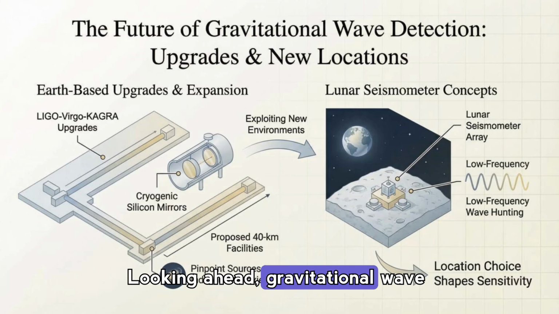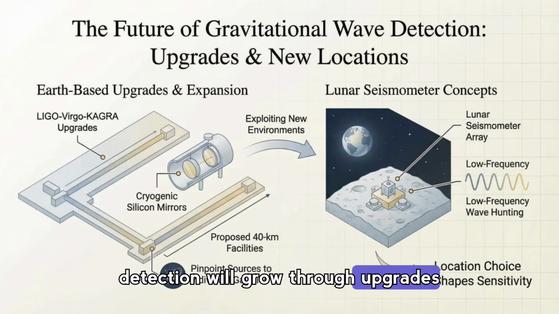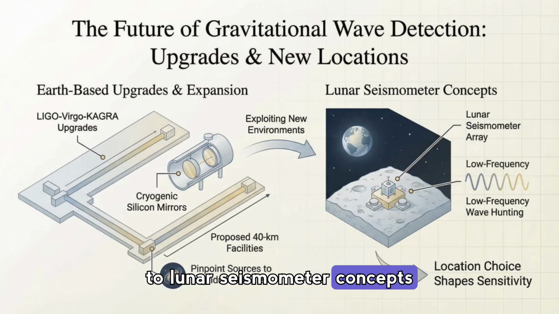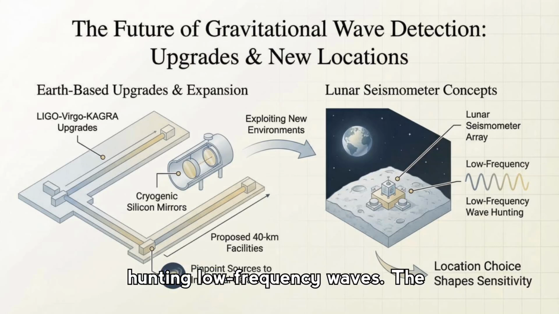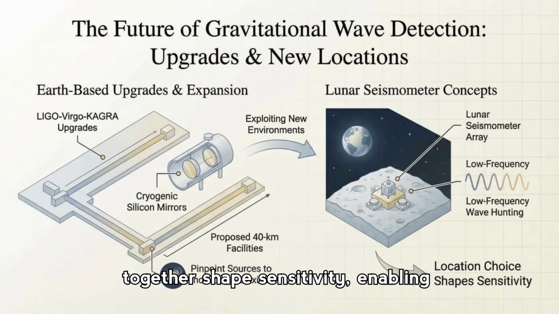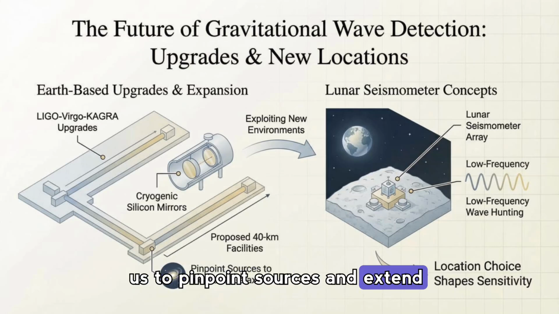Looking ahead, gravitational wave detection will grow through upgrades and new locations, from cryogenic mirrors and longer Earth-based arms to lunar seismometer concepts, hunting low-frequency waves. The slide suggests how site choice and technological improvements together shape sensitivity, enabling us to pinpoint sources and extend observational reach across cosmic scales.